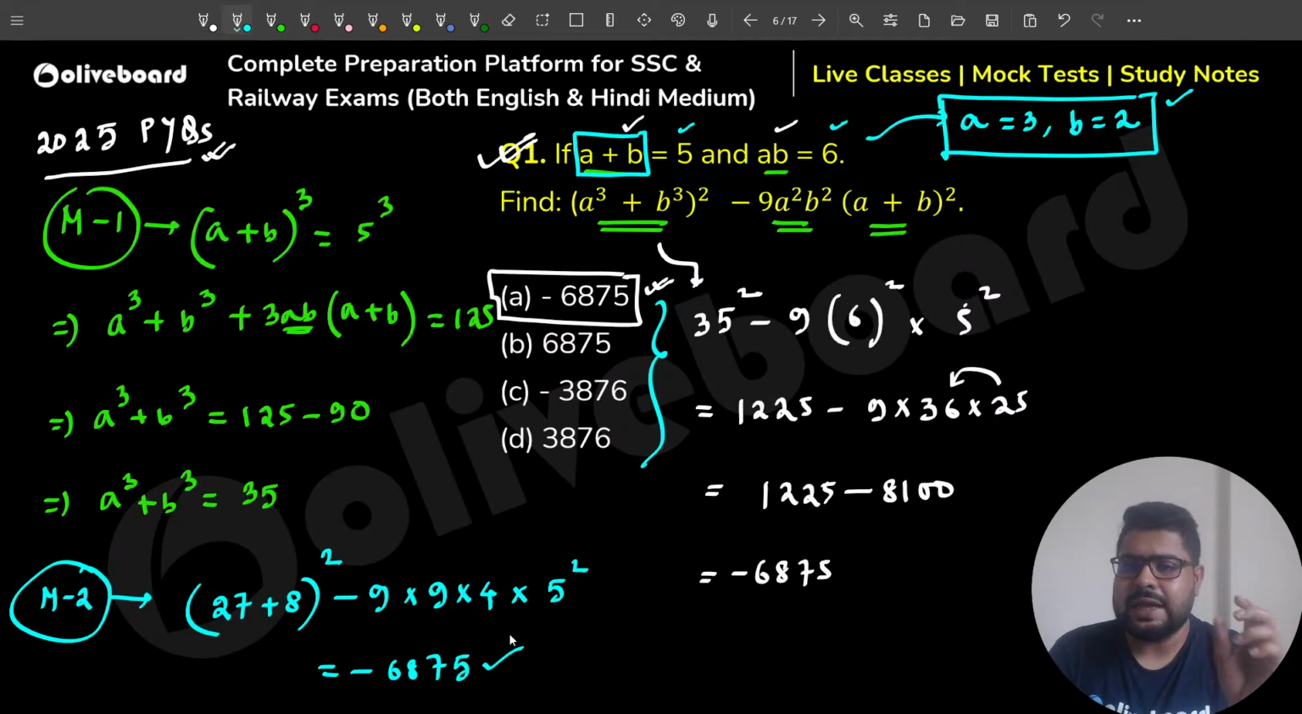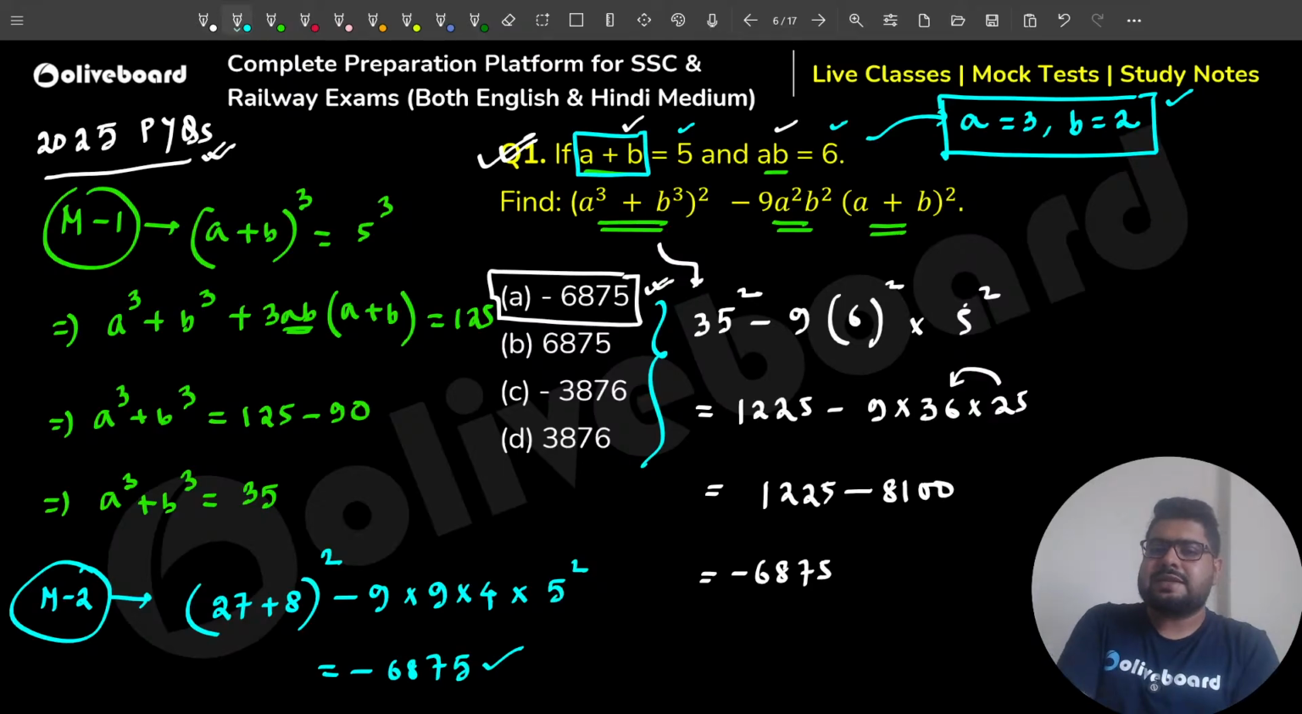Simple question, but the better method is the second method. Still, I'm telling you, you should only use the second method if your first method is 100% clear, if you can solve it using the first method. If all you know is the second method, there will be questions where you cannot apply it, meaning you cannot apply value putting everywhere.